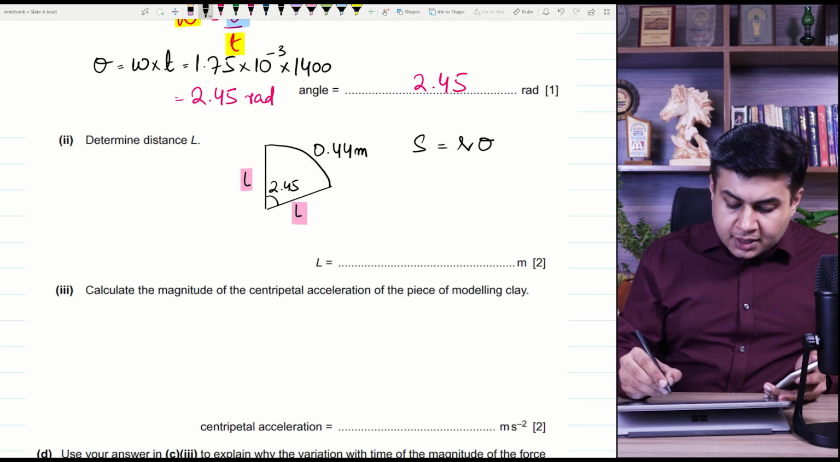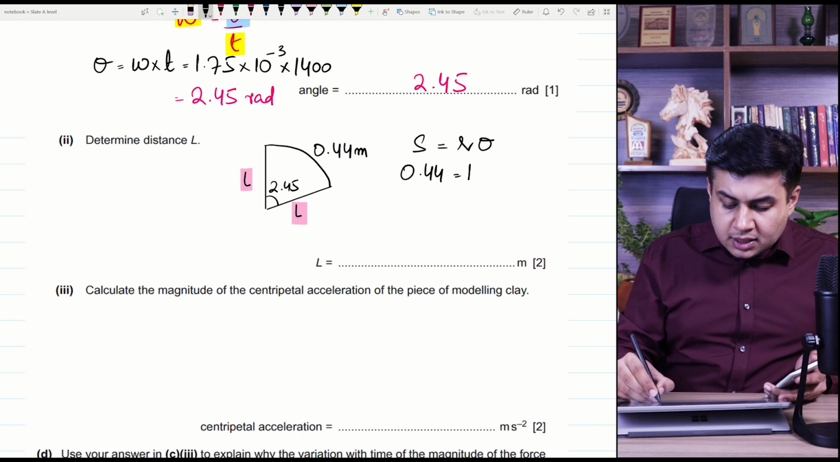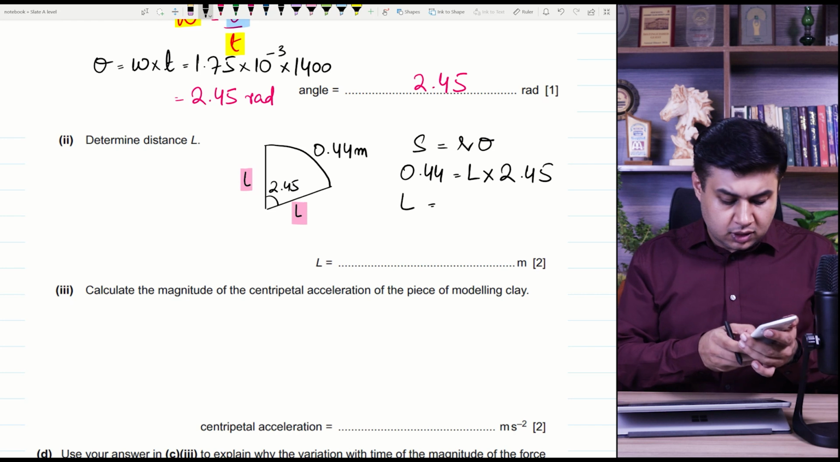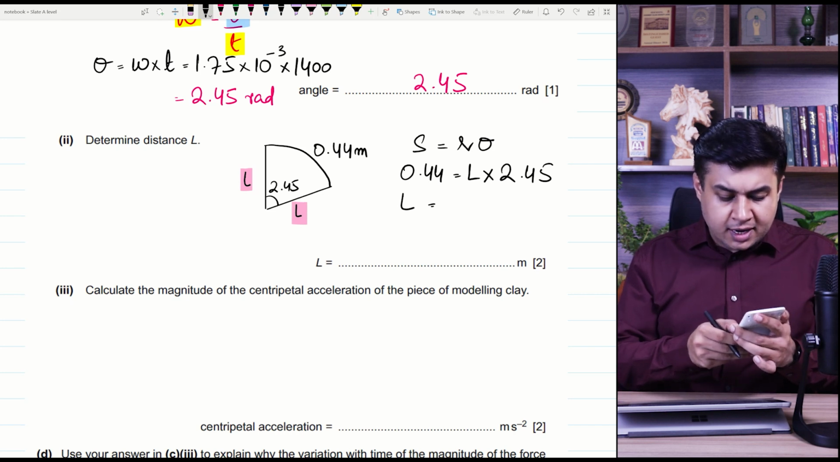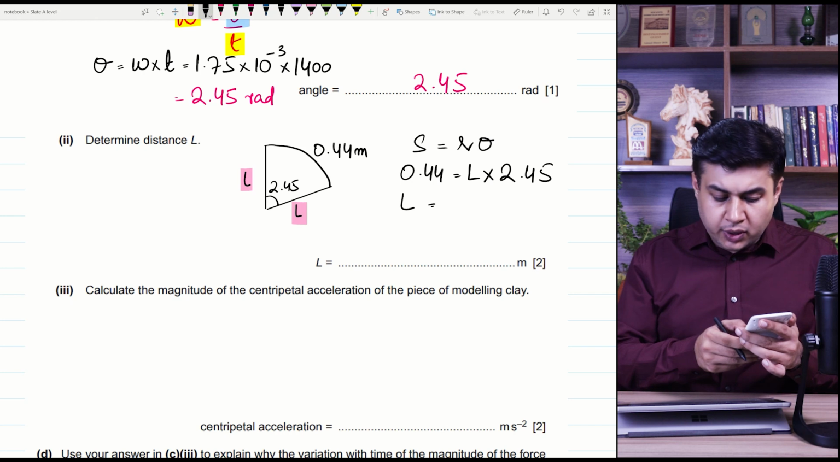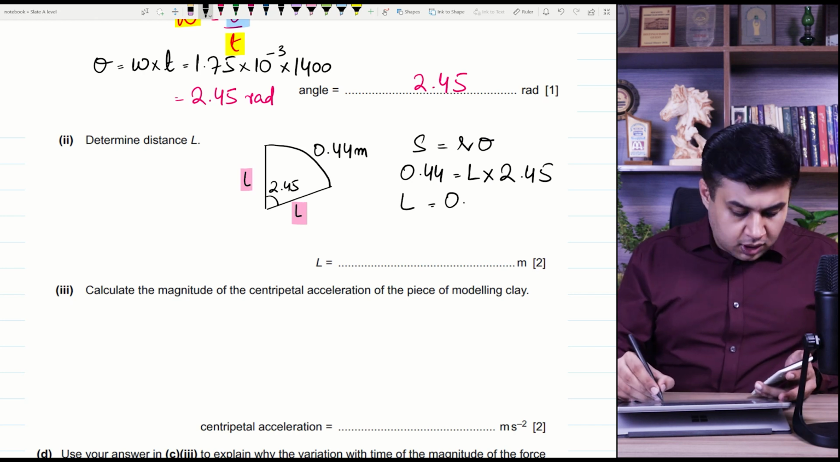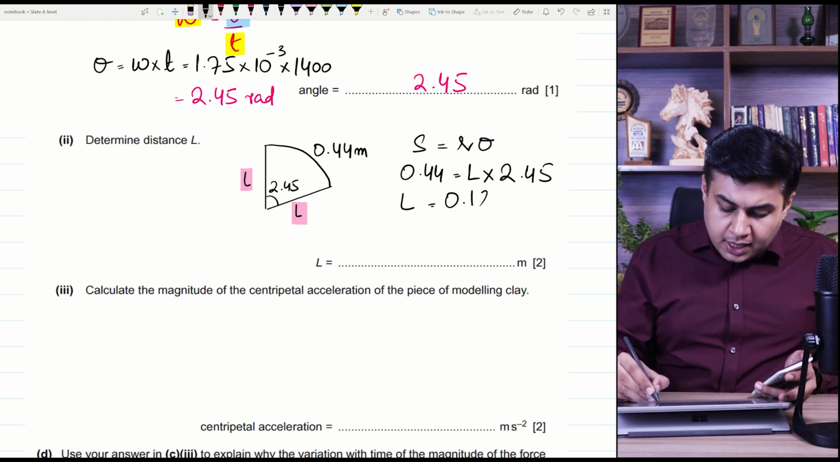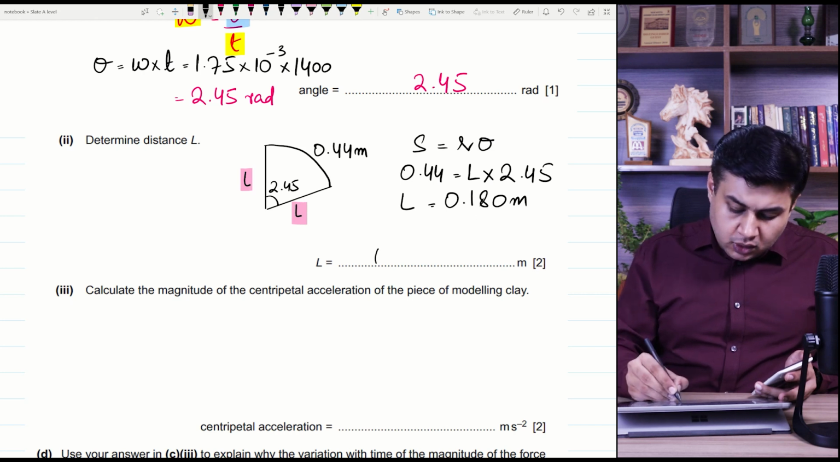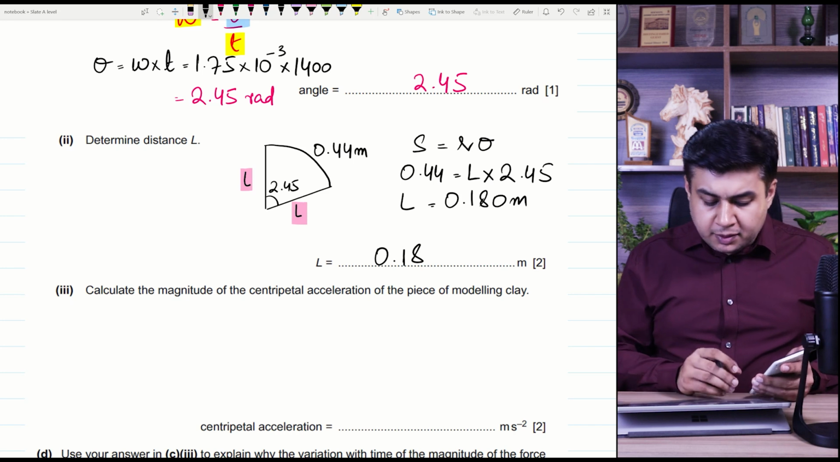ठीक है. Total distance given as 0.44. You have to find the value of radius, which is represented by symbol capital L, and theta is 2.45. Capital L is equal to 0.44 divided by 2.45 and your answer is 0.179 meters. 0.179 will be rounded off to 0.180 meters. So your answer is 0.18 meters.